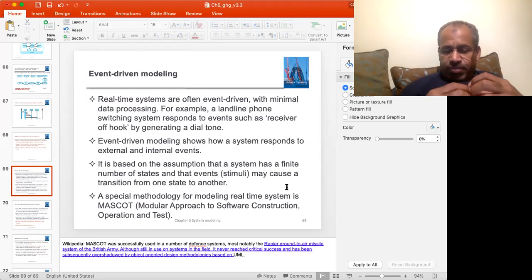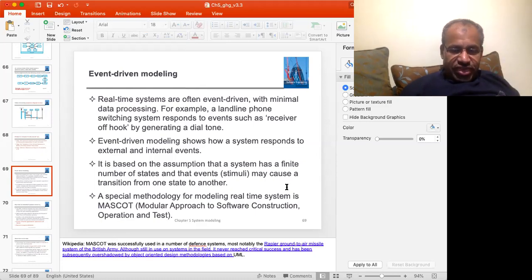I can predetermine what these states are going to be. There are no surprises. So we can do that. I'll show you some of the models.